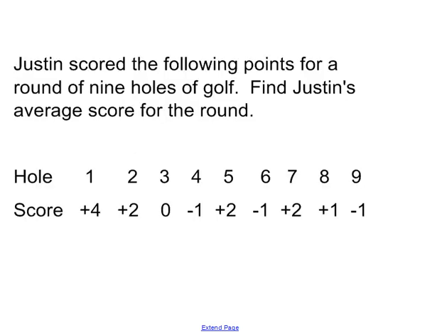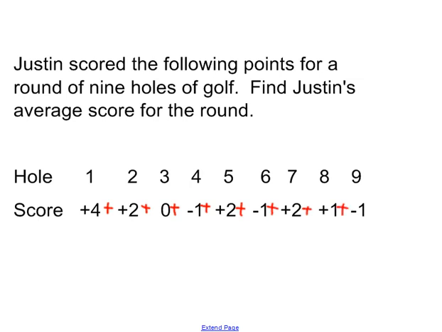On this one, we're asked, Justin scores the following points for a round of 9 holes of golf. Find Justin's average score for the round. To find the average, I need to add these up and see what his score is. So I'm going to say 4 plus a positive 2, plus 0, plus a negative 1, plus 2, plus a negative 1, plus a positive 2, plus 1, plus a negative 1.